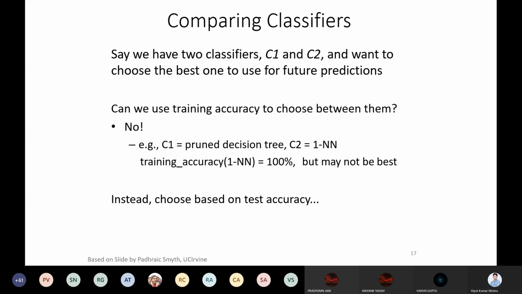Okay. So now suppose we have two classifiers, right? And we want to check which classifier is better. So how will you choose which classifier is better? Based on training accuracy or based on test accuracy? Which is the right way to choose a good classifier? Training or testing?